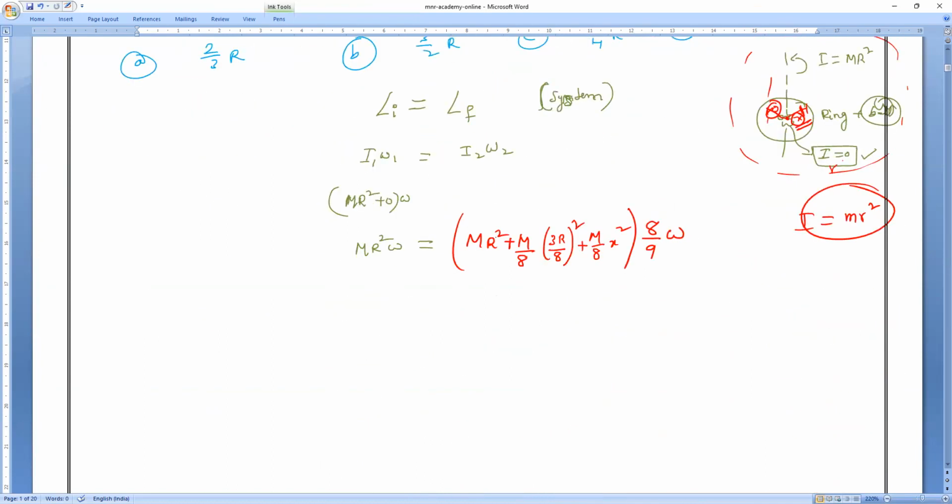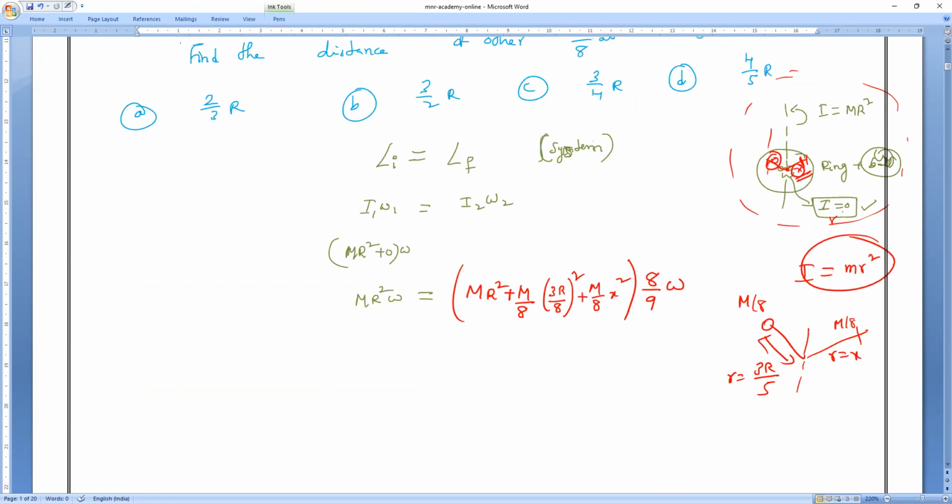So the inertia of the ring is mr square plus the inertia of one ball, whose mass is m by 8, into distance. What is the distance of this mass from the center? It has traveled this much. It is given as 3r by 5. And the mass is m by 8. Another ball has also traveled some x distance, which we don't know, and its mass is m by 8. So mass into distance square, where r is equal to x here, and here r is equal to 3r by 5. I hope you all understand this step. Anybody having any problem, please let me know. Speak, guys.